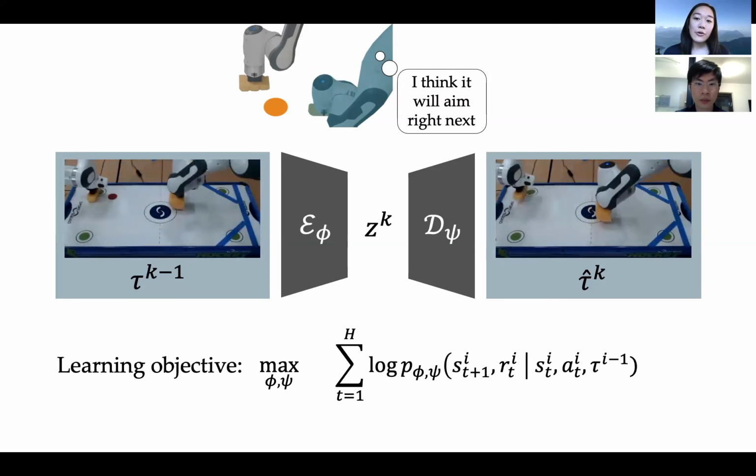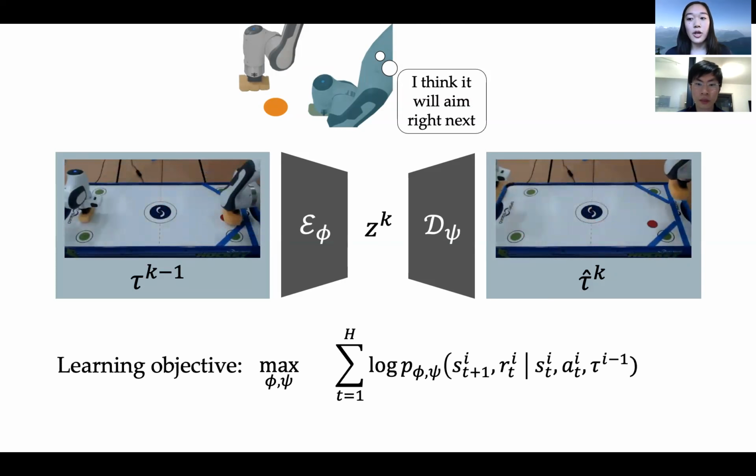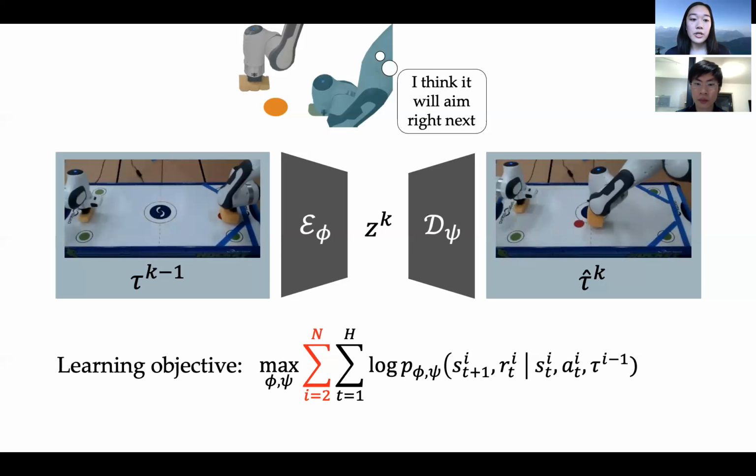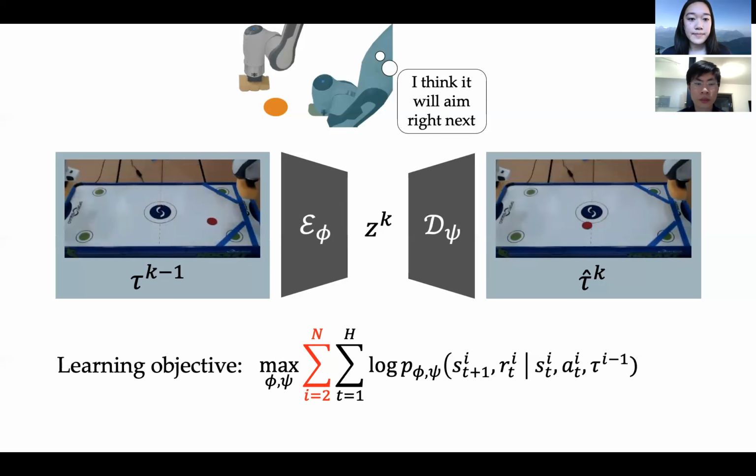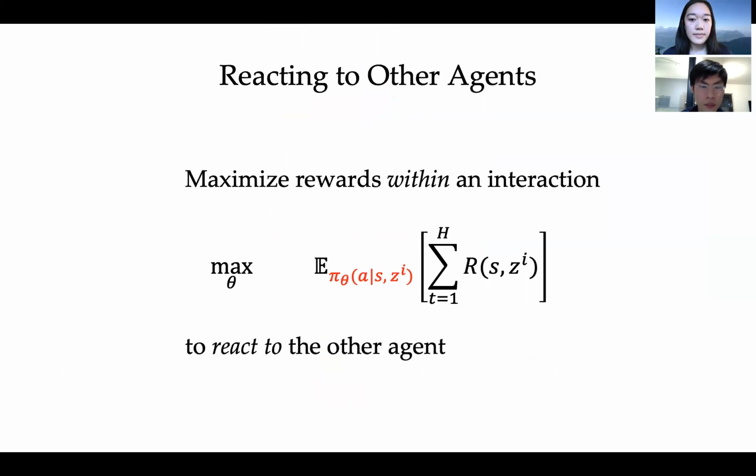We train this encoder-decoder model to maximize the log likelihood of the rewards and the transitions that we're seeing across all of the interactions. Having learned a model of the other agent, we can now train a policy that's conditioned on the predicted latent strategy. Because it's conditioned on the latent strategy prediction, this policy will give us different behaviors for different predictions. It basically gives the ego agent the ability to react to the other agent.